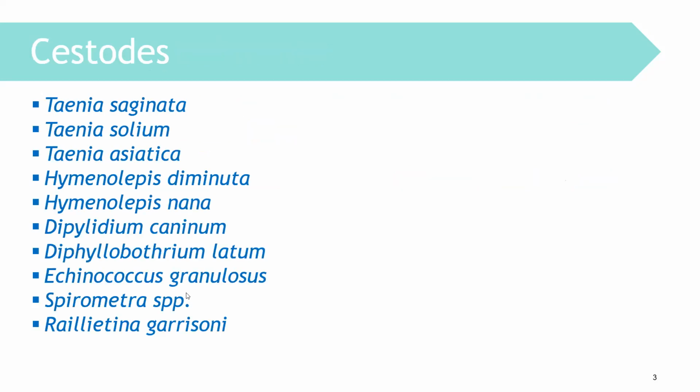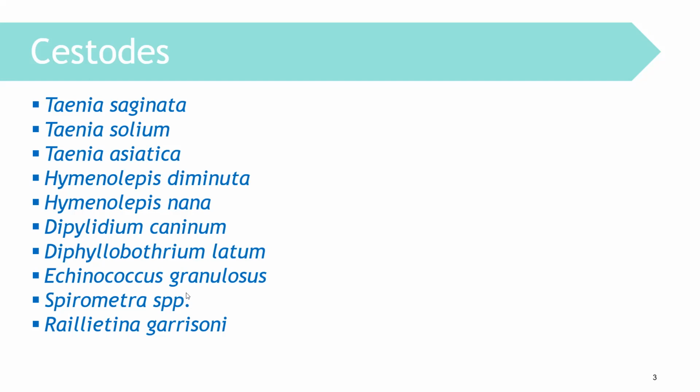To start, these are the parasites that belong to the cestodes. We have Taenia saginata, also known as the beef tapeworm, Taenia solium, also known as the pork tapeworm, and Taenia asiatica, also known as the Taiwan Taenia, or commonly referred to as the third Taenia species.